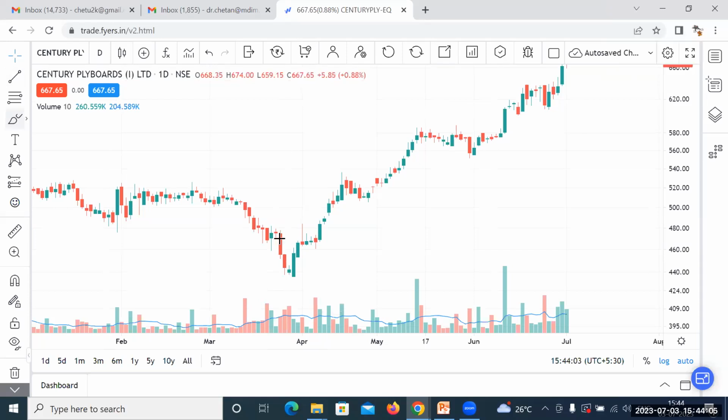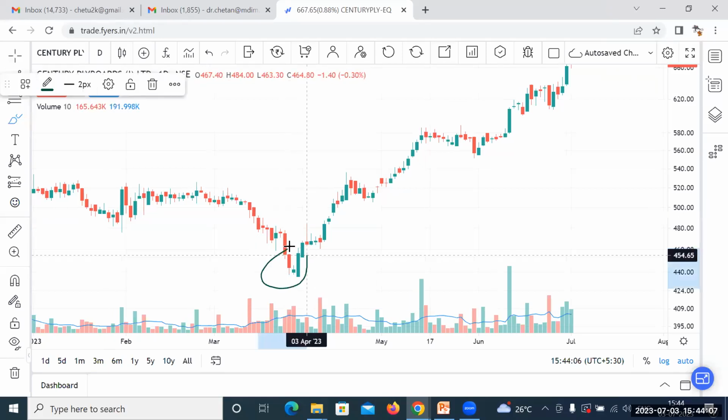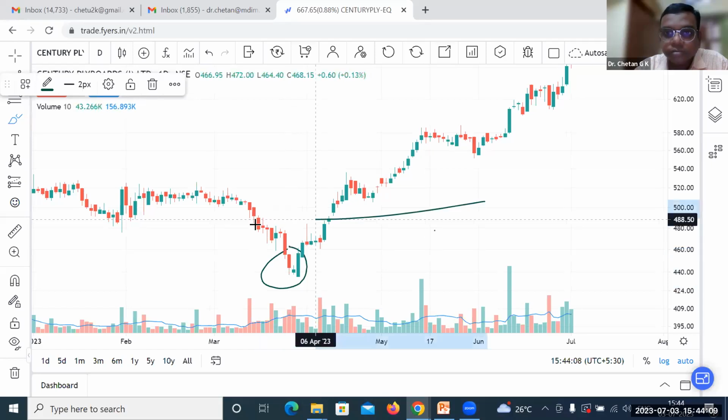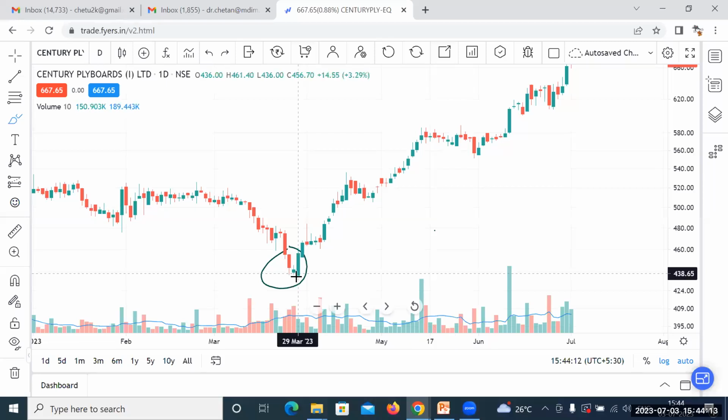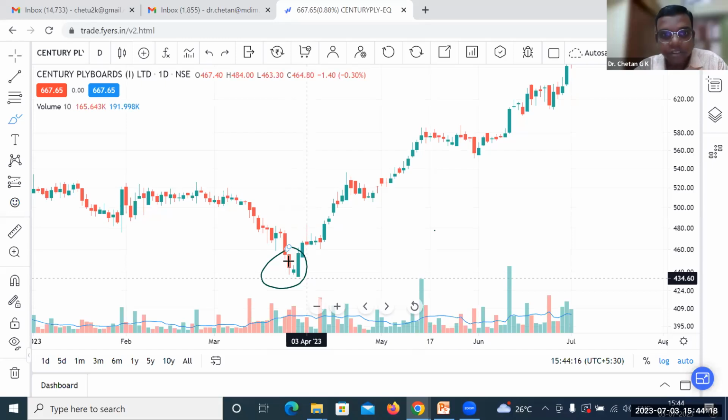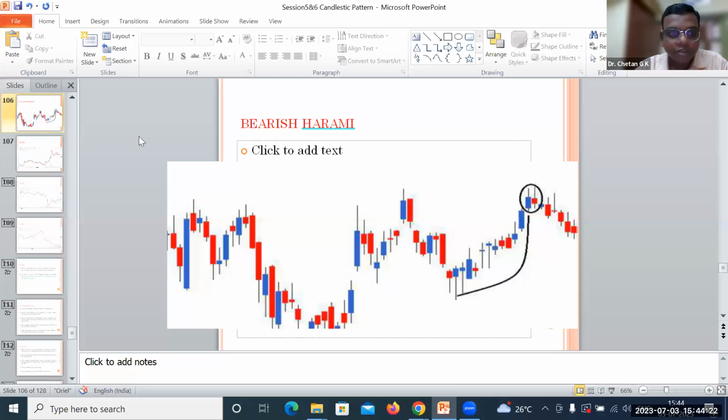Sir, inverted hammer. Where is it? Sir, where you have the circle, this. This one. Yes, sir. This is not the one we have discussed just now. So this is not called an inverted hammer. So I'll show you what that pattern is. That is there ahead in my slide.